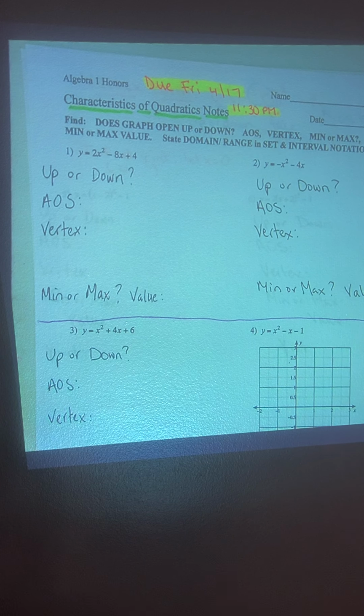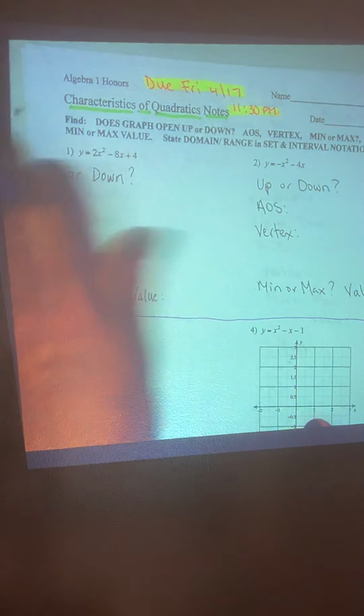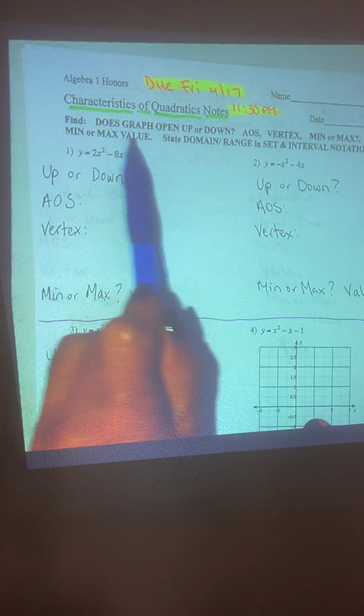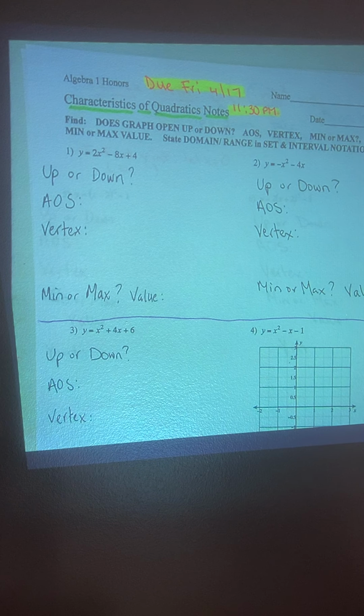Today we're going to review and talk about characteristics of quadratics. We are going to find certain characteristics. Does a graph open up or down? We're going to find the axis of symmetry, vertex, min or max value, and we're also going to state the domain and range in set and interval notation.